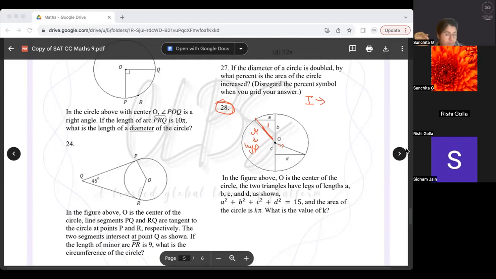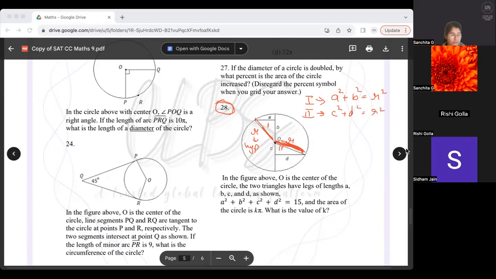Yes. So that specific line will be... triangle. Not line, sorry. That specific radius part will be, basically, since a square plus b square is equal to r square. Correct. Very good. And second, c square plus d square is equal to r square. So a square plus b square is equal to c square plus d square.